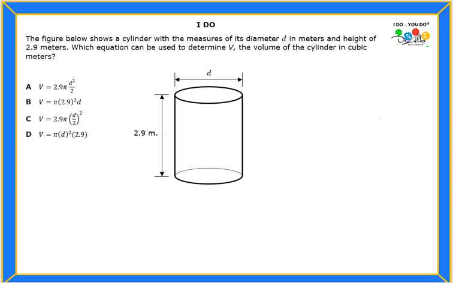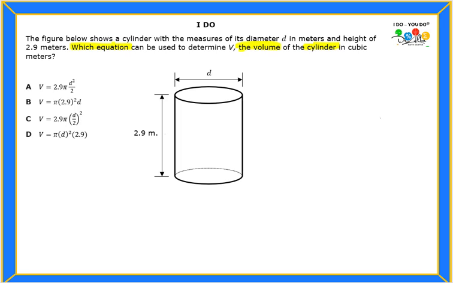And it says, the figure below shows a cylinder with the measures of its diameter d in meters and height of 2.9 meters. Which equation can be used to determine B, the volume of the cylinder in cubic meters? Okay, so we're looking for which one of the equations can be used to find the volume of the cylinder. Very good. Okay, so let's look at the cylinder that we have.